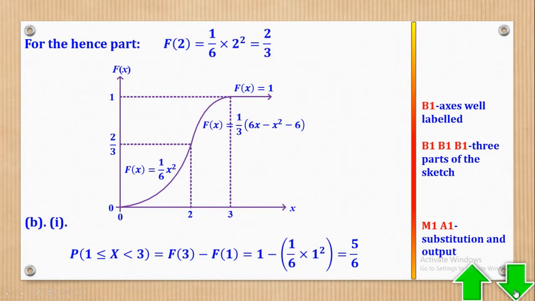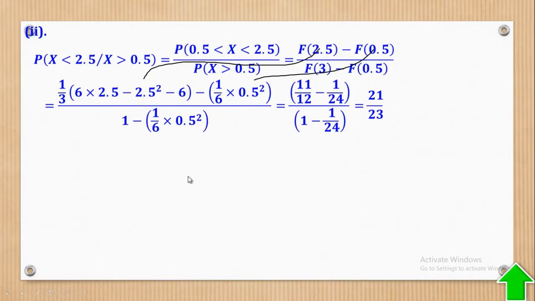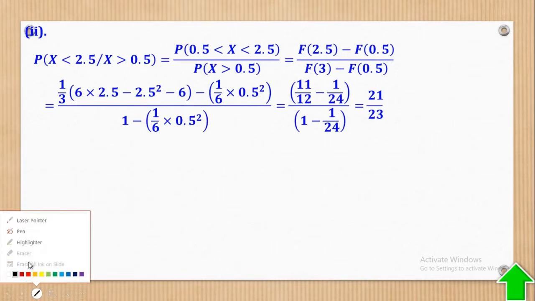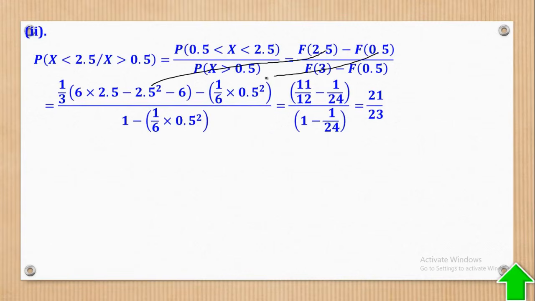So when you go back here, when we are substituting for 2.5, we get this, and when substituting for 0.5, we get that. Then F(3) we already know is 1, and F(0.5) we already know is that. So when I simplify, the whole of the numerator gives me that, and the denominator gives me that. And when I divide, I come up with 21 over 23. So that was Roman 2.